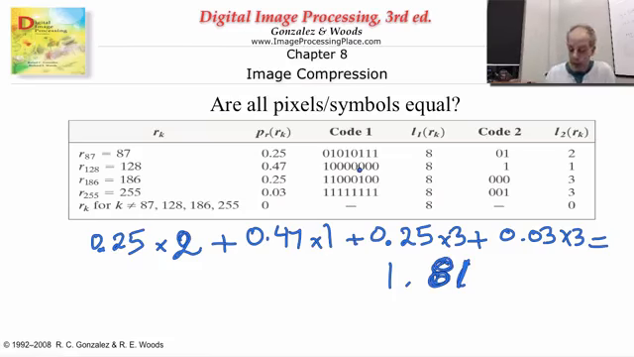Basically, I have saved a lot of bits. I have gone from 8 to 1.81, and that's a compression of over 4 times. What we did is exploit the fact that some of the pixel values appear more often than others, so I can give them shorter codes. So how do we do that? We do that using something called Huffman coding.